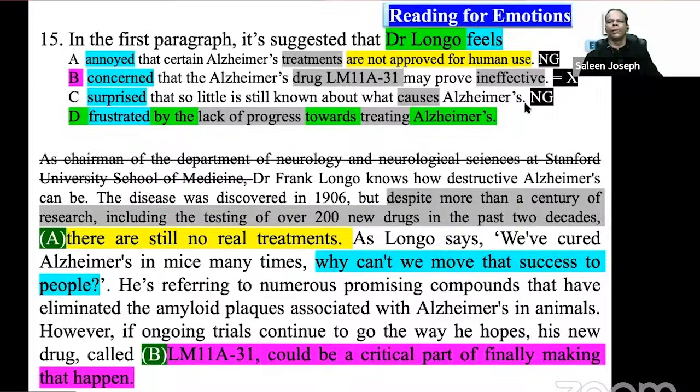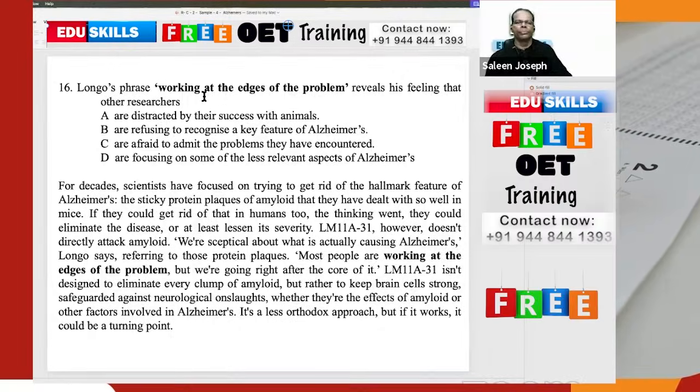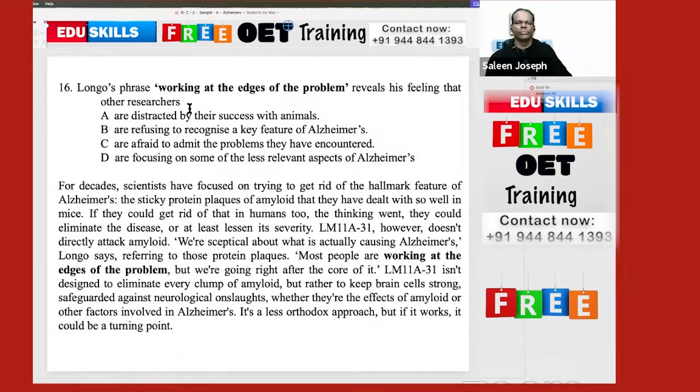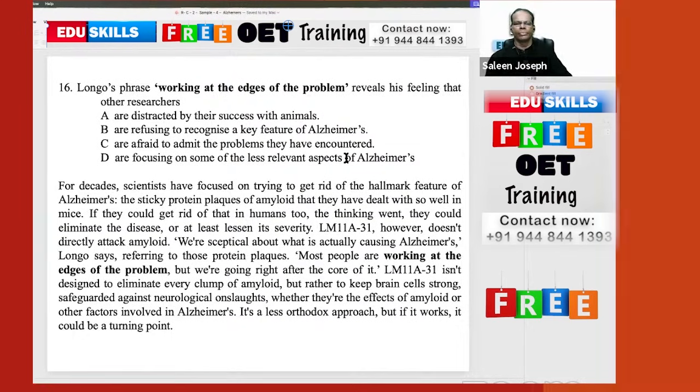Yes, Father. So, reading for emotions. Longo's phrase, working at the edges of the problem, reveals his feelings that other researchers: option A, are distracted by their success with animals; B, are refusing to recognize a key feature of Alzheimer's; C, are afraid to admit the problems they have encountered; D, are focusing on some of the less relevant aspects of Alzheimer's.